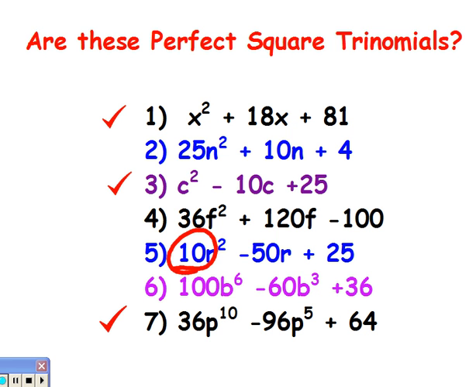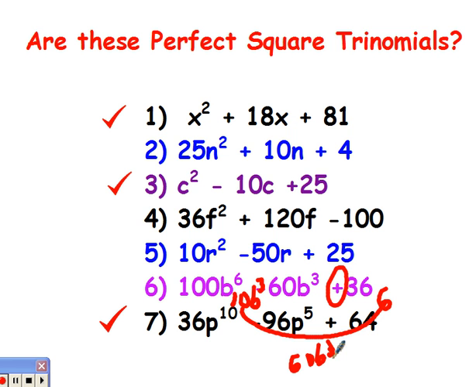I'll stop right there. Number 6, let's see, right here I'm squaring 10b to the third. Right here I'm squaring 6, so far so good. I've got my plus sign. 10b cubed times 6 is 60b cubed. So in the middle I need 2 times that, which I don't have. So it's not a perfect square trinomial.